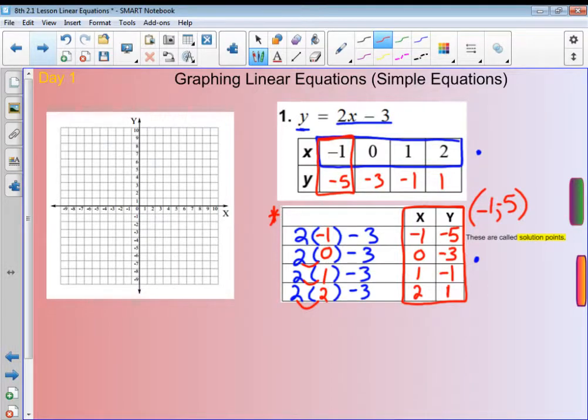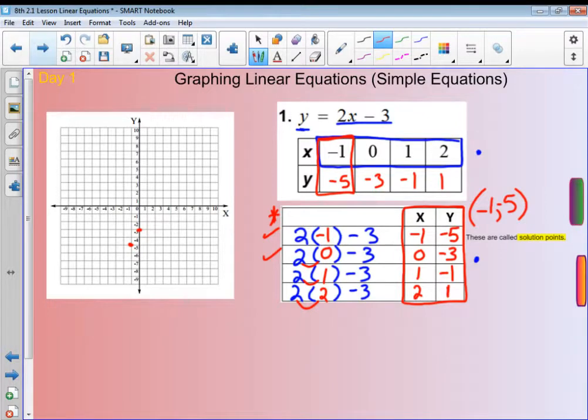Okay, so my next step is I'm going to graph out these coordinates. So my first set is negative 1, negative 5. So I'm going to go over to negative 1, down to negative 5, and I'm going to put my dot. Okay, so that one's done. The next one, 0, negative 3. So over to 0, so I stay there, and I'm going to go down to negative 3, and put a dot. That one's done.